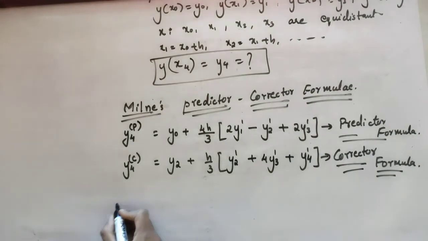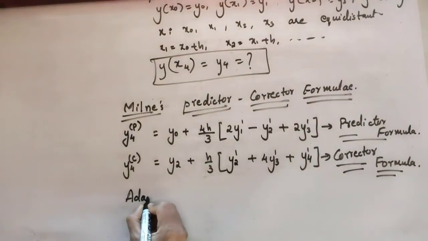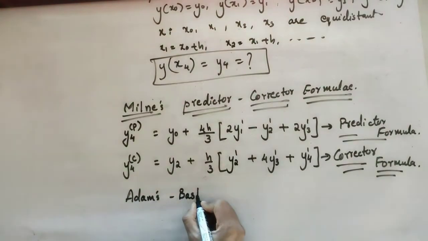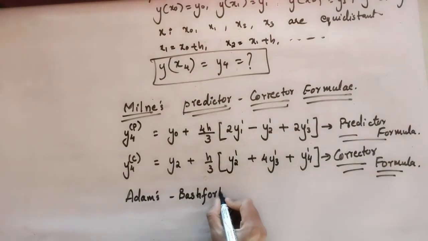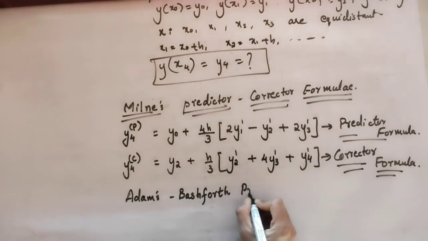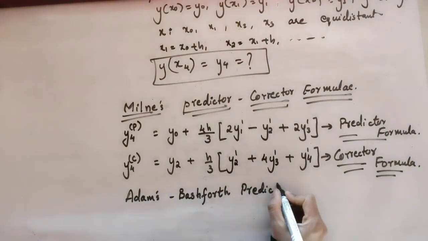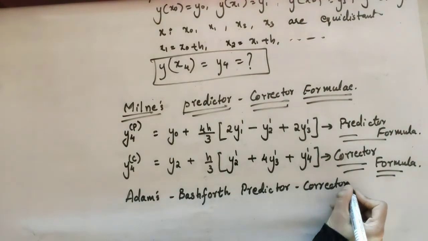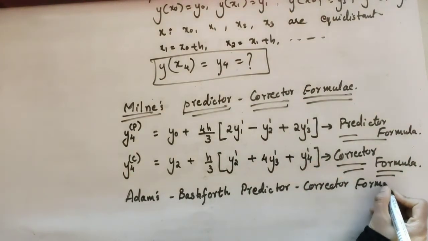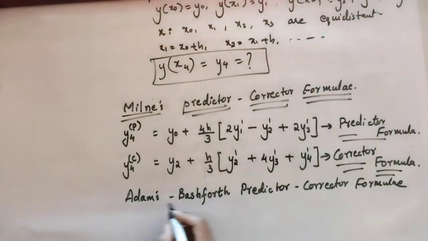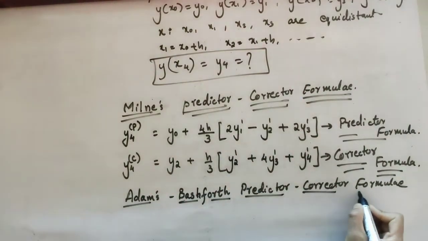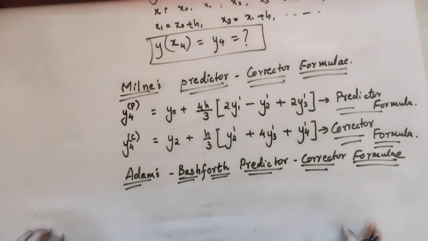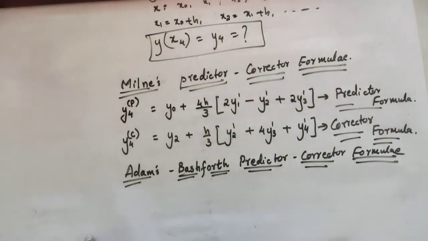Next, another method you have is the Adams-Bashforth predictor corrector formula. So this is another formula, I should say. This is another method through which you can find the predicted and the corrected value of Y4.